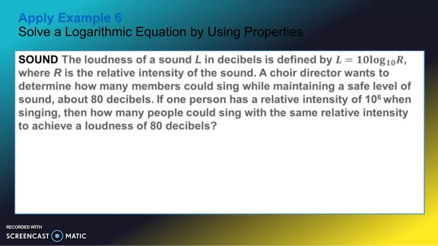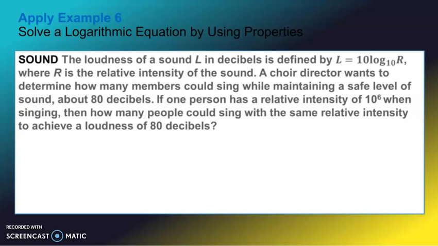A choir director wants to determine how many members could sing while maintaining a safe level of sound, about 80 decibels. If one person has a relative intensity of 10 to the sixth when singing, then how many people could sing with the same relative intensity to achieve a loudness of 80 decibels?